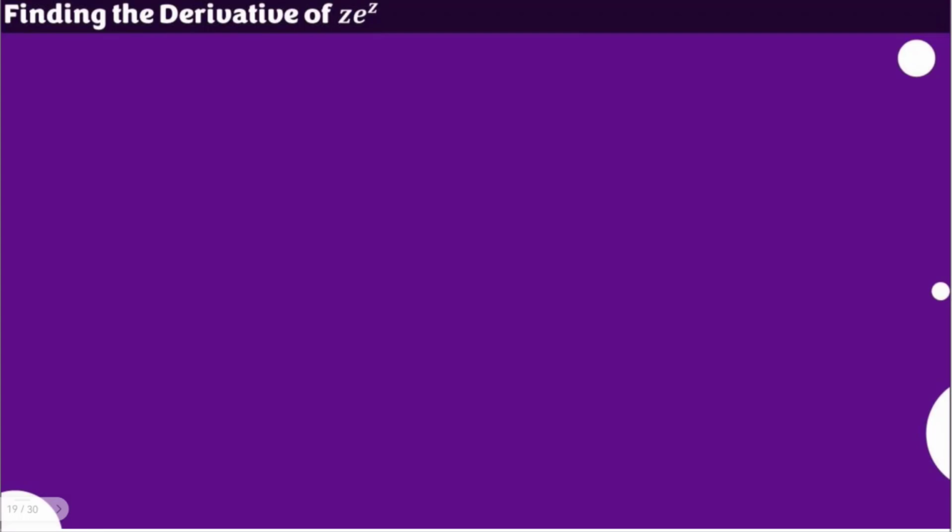For this given function, we have here a product of z and e to the power of z. Again, a product. We have here f of z is equivalent to z times e to the power of z. If it's a product, then we're going to use the product rule.